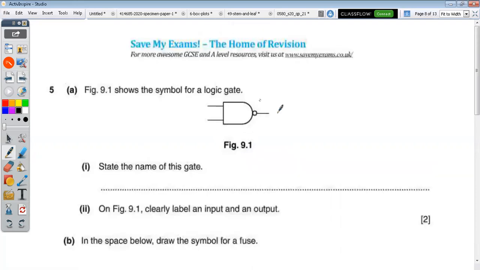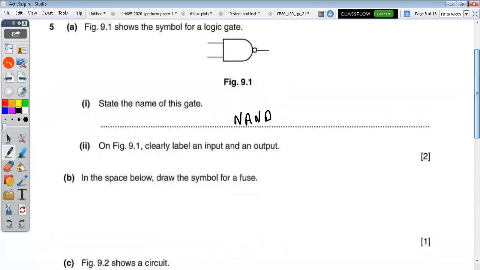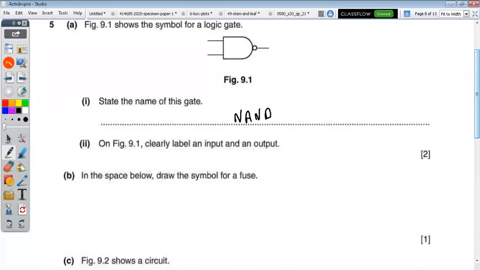So this is a what gate? We talked about it. Not AND gate. NAND gate, sorry. Not AND gate, it's called NAND. Input, so this is always your output, and your inputs. Clear? Yes, sir.